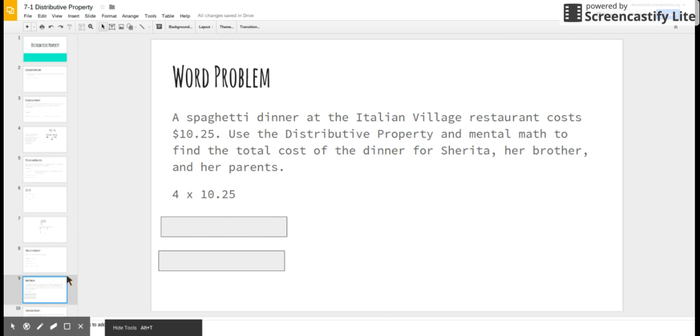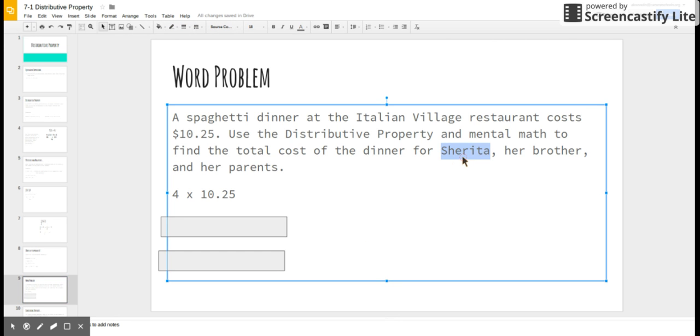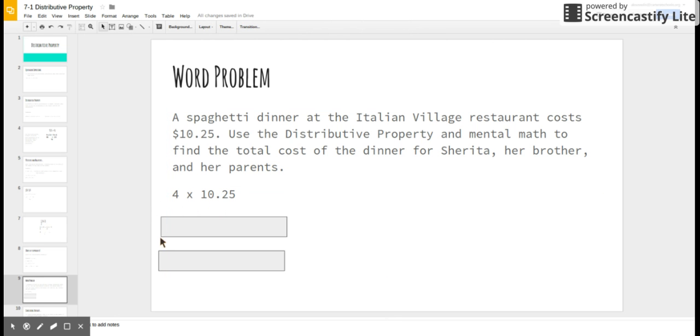All right, and here we have a word problem. A spaghetti dinner at the Italian Village restaurant costs $10.25. Use the distributive property in mental math to find the total cost of dinner for Sharita, her brother, and her parents. So if we look at Sharita, her brother, and her parents, we have 2 here, 3, and 4. So we have a total of 4 people. If each dinner costs $10.25, then you need to do 4 times $10.25.